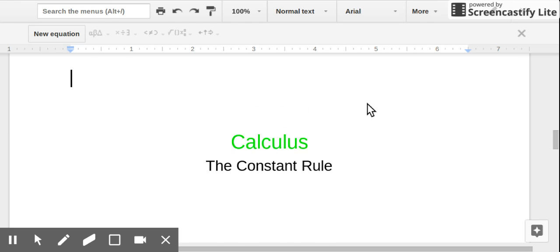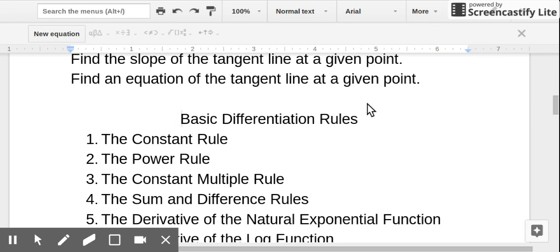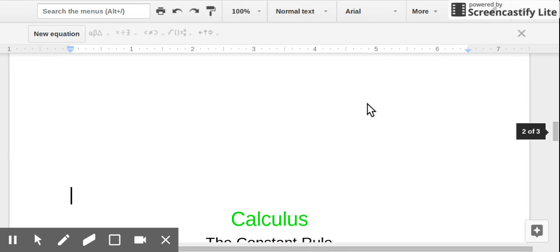We're looking at the constant rule. Let me scroll up. We're doing the basic differentiation rules, and we're here at number 1, looking at the constant rule.